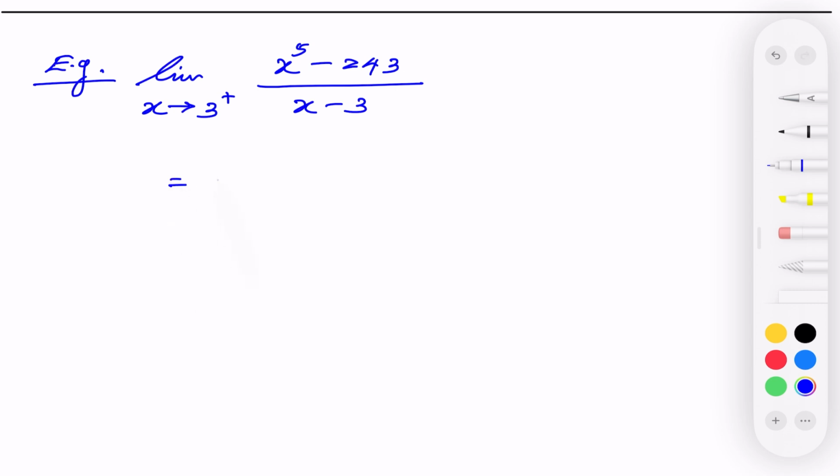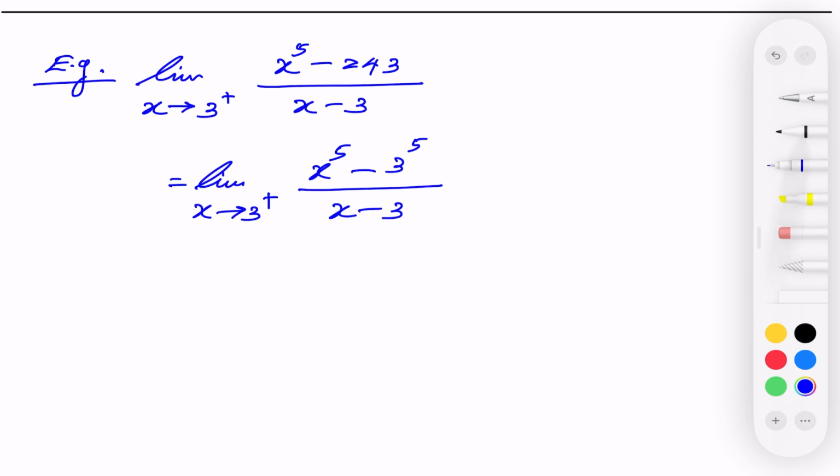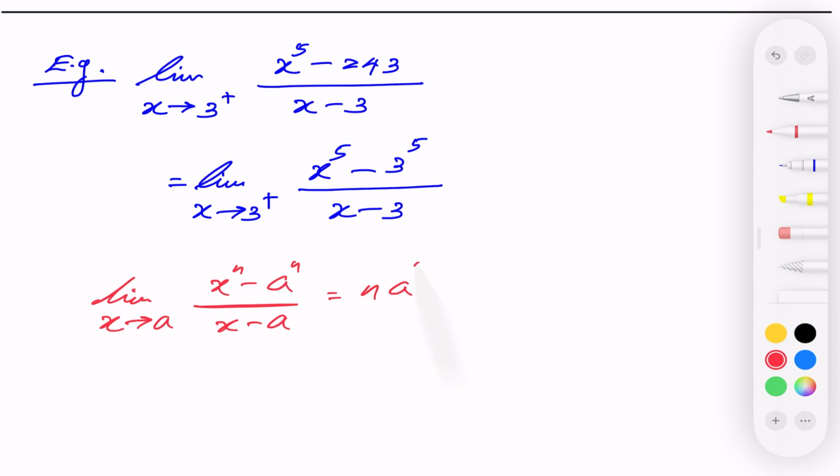This question can be rewritten as the limit as x approaches 3 from the right hand side of, of course, x raised to the fifth power minus 243. Of course, you can write it as 3 raised to the fifth power, that divided by x minus 3. Now that's a very similar situation to our theorem. The theorem was the limit as x approaches a of x to the n minus a to the n divided by x minus a. That was equal to n times a raised to the n minus first power. Now for this problem, of course, we have x raised to the fifth power.